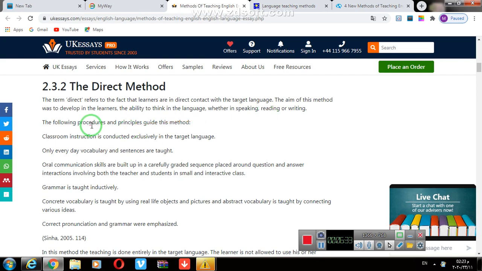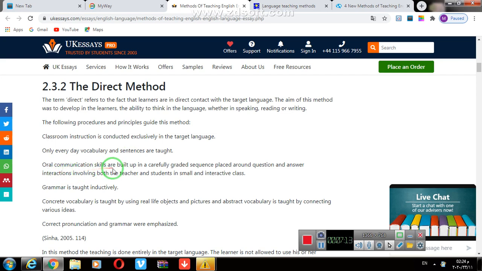Let's see what are the procedures following this direct method. Classroom instruction is conducted exclusively in the target language. All the instructions that must be given throughout the class must be in the target language, must be in the English language. No other language can be used. Only everyday vocabulary and sentences are taught. All the time in these sessions, we are using vocabulary and sentences of every day, and this is important, okay, because it gives the students the chance to use English language in speaking, reading, and writing.